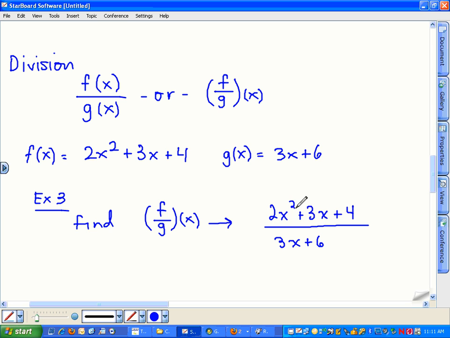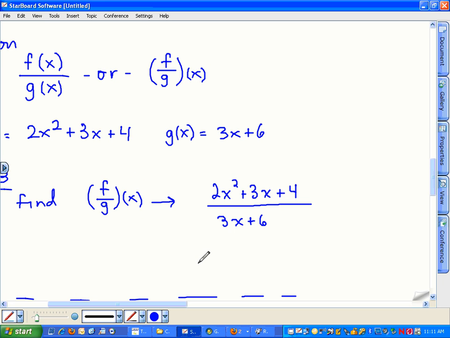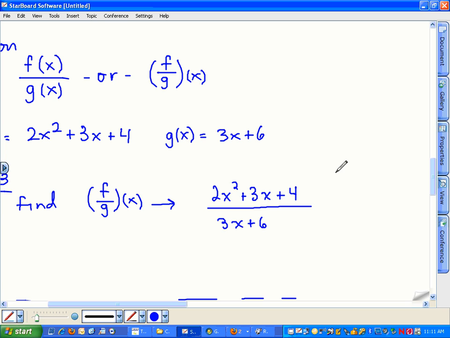When you have, what's the easiest way to explain this? Because I know exactly what you're thinking. I bet you're thinking you want to cancel this 3x and this 3x, aren't you? Admit it. That's exactly what you're thinking, isn't it? Here's a phrase I want you to write down and put a star by it or quotation marks or exclamation marks, something.